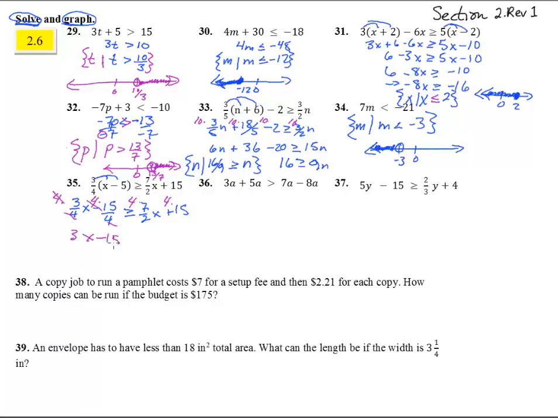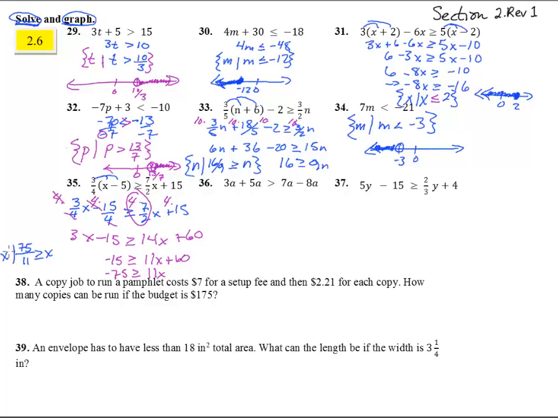Then we get 3x minus 15 greater than or equal to 14x plus 60. Watch that, it's a 14. Subtract 3x over here, and we get 11x plus 60 less than or equal to -15. Subtract 60 from both sides, and we get -75 greater than or equal to 11x. Then we can divide both sides by a positive 11, and we get x is less than or equal to -75 over 11.